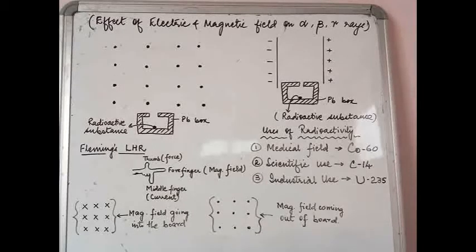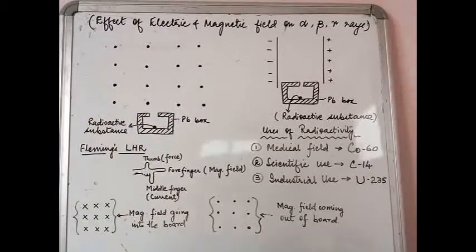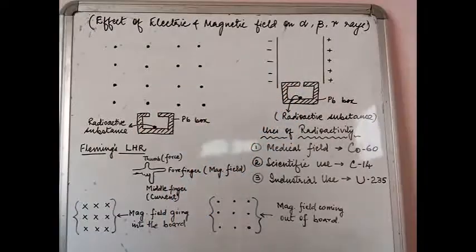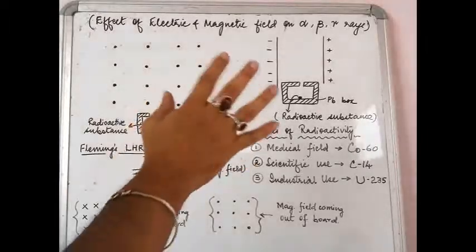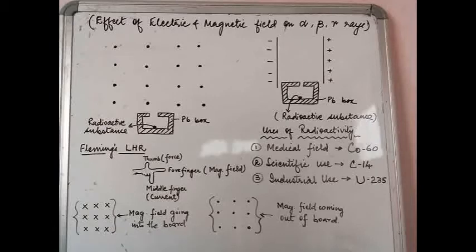So, as promised in the previous lecture, I am now going to start with the effect of electric and magnetic field separately on alpha, beta and gamma rays. As you can see the heading, it says effect of electric and magnetic field. So, essentially what it means is, let's have a look first at this particular diagram. I'll explain you the setup and then we will try and see what the effect is.